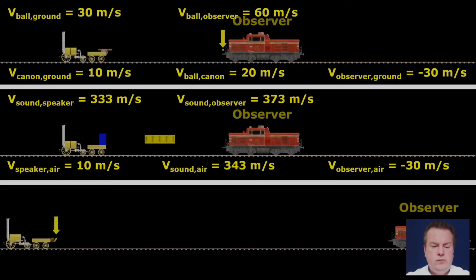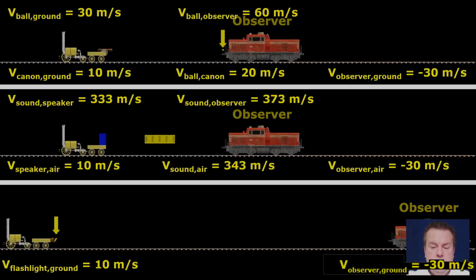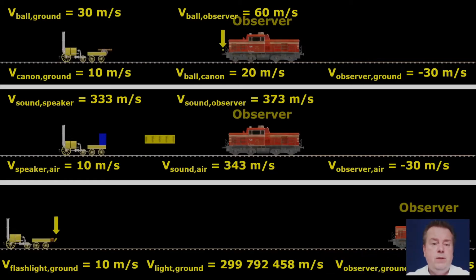Now let's do this for light. Are you ready? There is now a flashlight mounted on the train instead of a speaker or a cannon, and it has a short flash. And all the stuff is the same. I picked ground now as a reference point, and that's because light, although it's a wave, we've seen that in previous levels, it doesn't seem to have a medium. At least we haven't found it yet. And if we find it, we have a major problem.